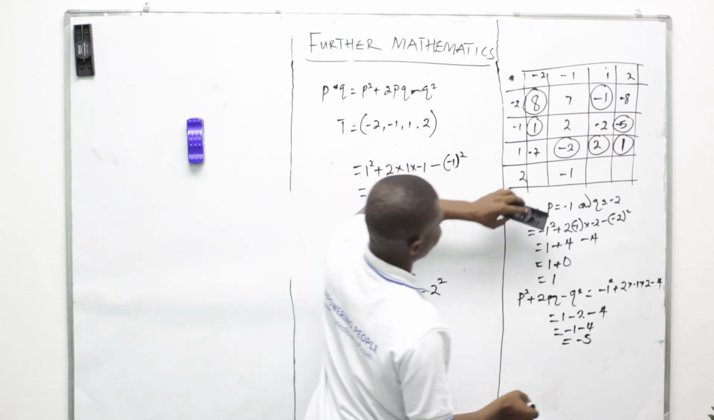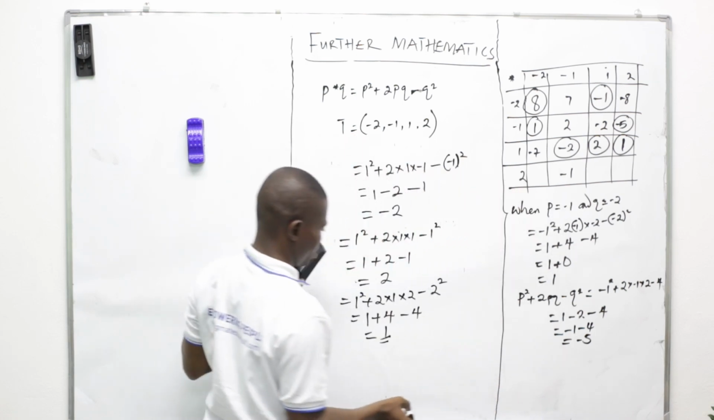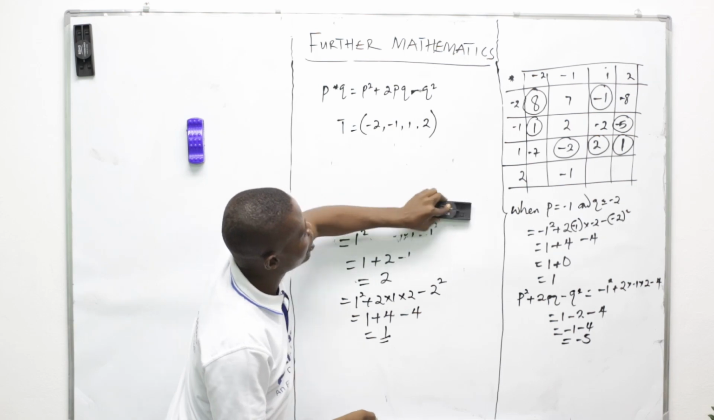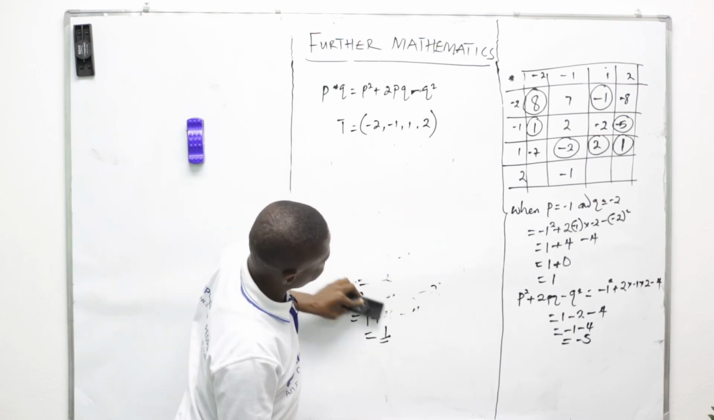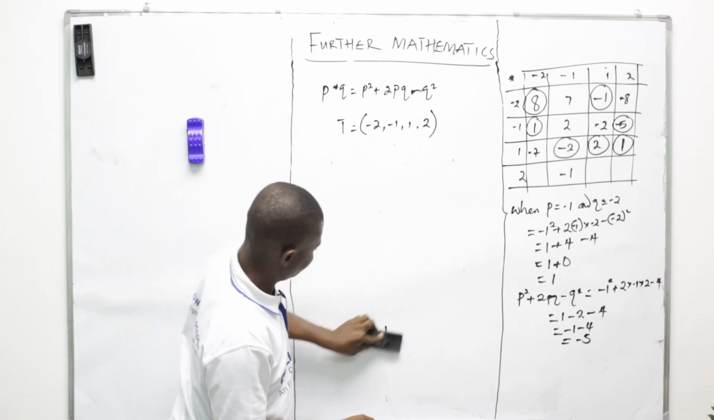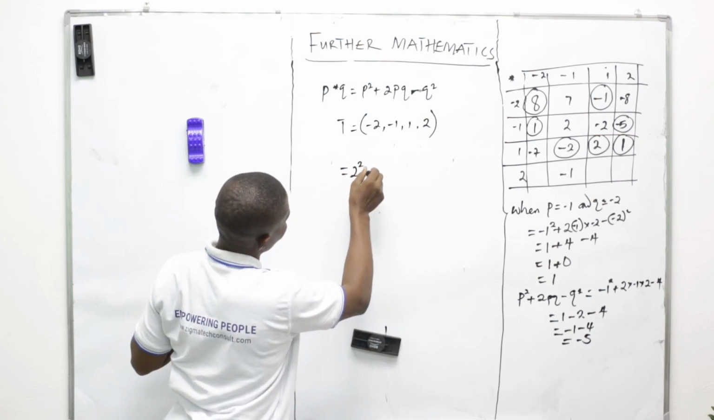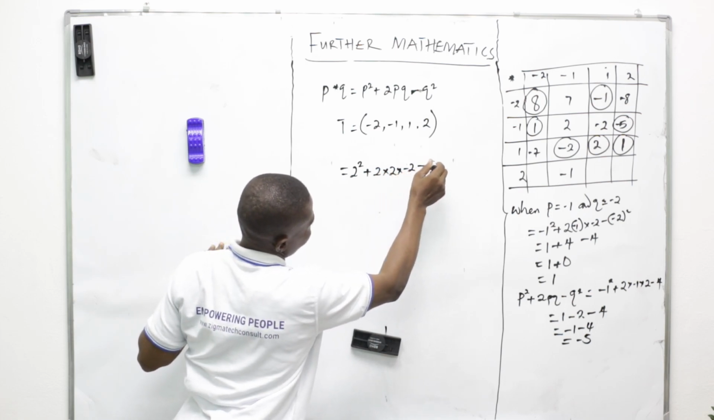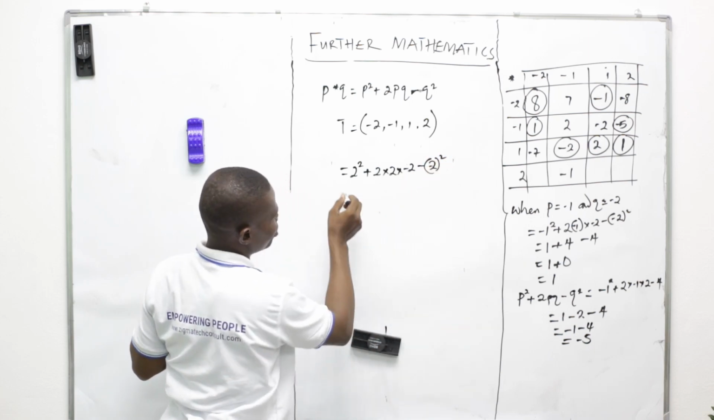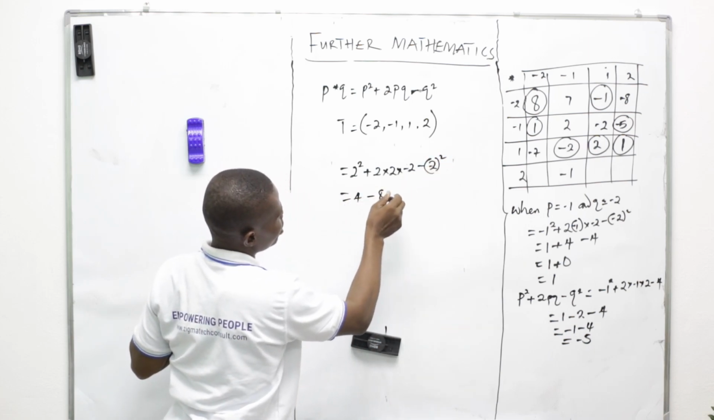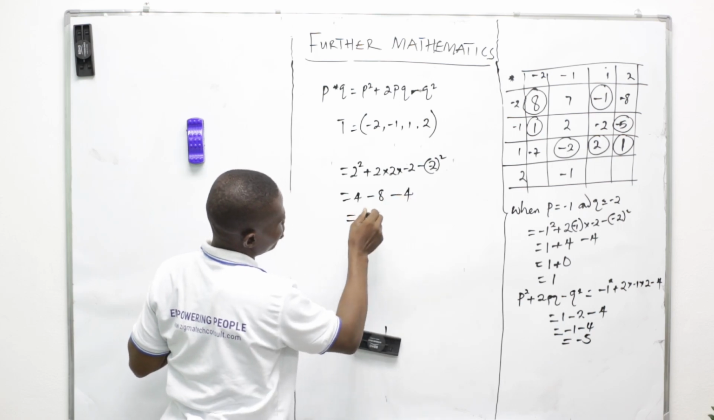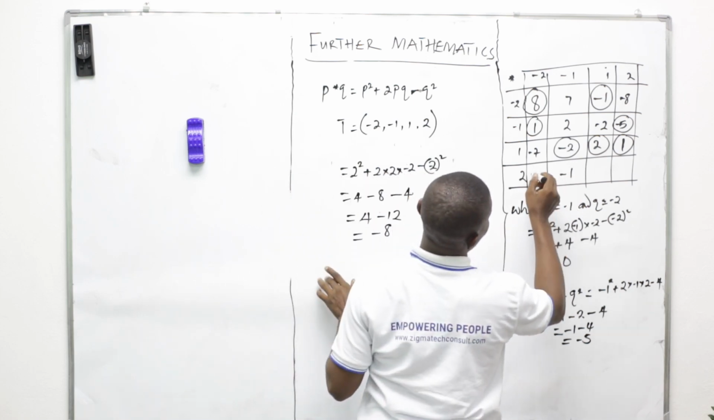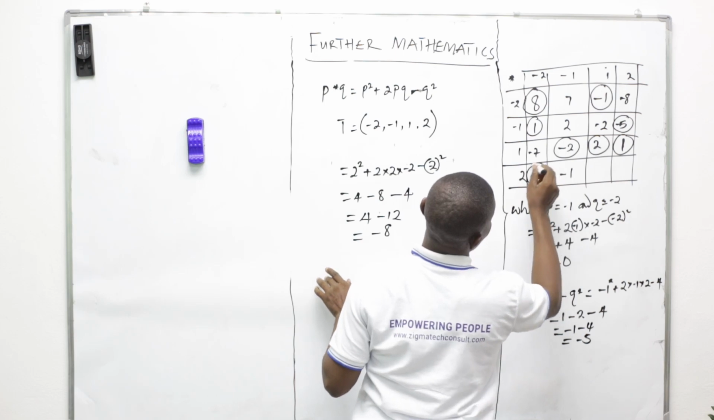Then here, let's finish the solving this way. When P is 2 and Q is minus 2, we have that 2 squared plus 2 times minus 2 minus bracket minus 2 all square for Q equals 4 minus 8 minus 4 to give us 4 minus 12 equals minus 8. You have minus 8. Circle it.